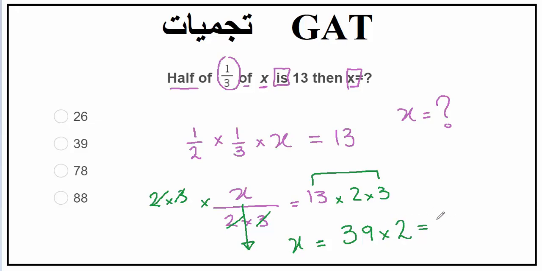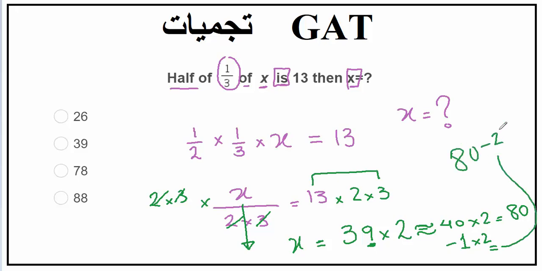So that's almost like 40 times 2, which is 80. But then there's an extra one that I need to subtract, and because I multiplied it by 2, it's going to be 80 take away 2.